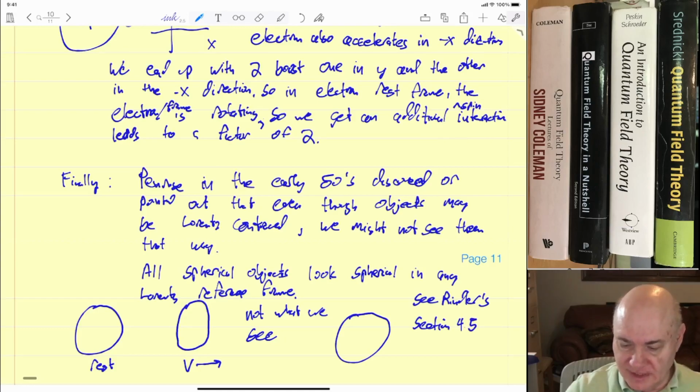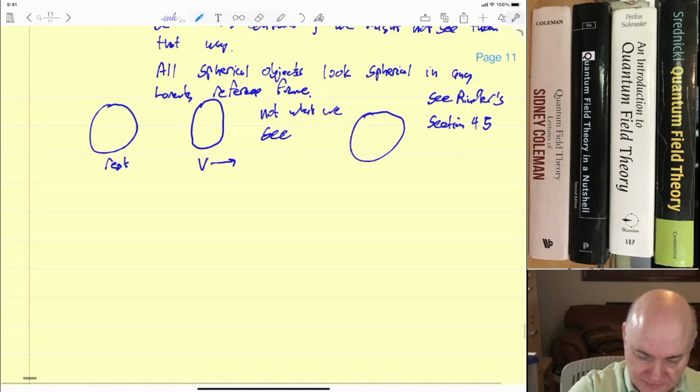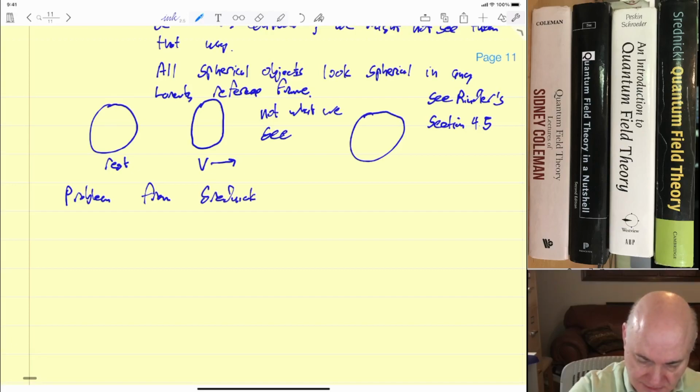So with that, I'm going to end this lecture. Next lecture, we're going to do problems from Schwichtenberg's book, and then it will be on to canonical quantization of scalar fields.